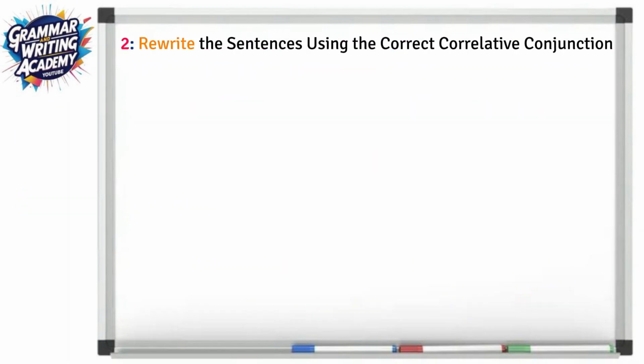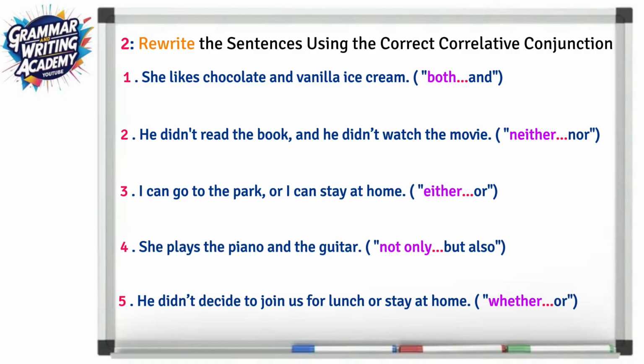Exercise 2. Rewrite the sentences using the correct correlative conjunction. Rewrite the sentences by adding the correct correlative conjunctions where necessary. Use these conjunction pairs. Now, it's your turn to shine. In this exercise, you'll rewrite sentences using correlative conjunctions. Take your time, read each sentence carefully, and remember, these conjunctions always work in pairs, like best friends. Don't rush, think, choose, and rewrite. You've got this. Sentence number 1.